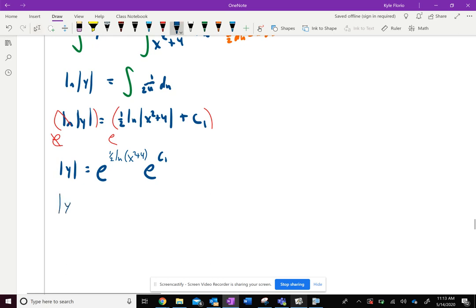We have the absolute value of y equals, now, this 1/2 here, when you have a number being multiplied by the natural log, you can move that, it's another property, to the exponent of the argument. So if I'm multiplying the natural log of some number by a constant, that's the same thing as taking the natural log of that number to that power. That's a property of logs, and I'm going to do that here. So this is going to be e to the natural log of x squared plus 4 to the 1/2.